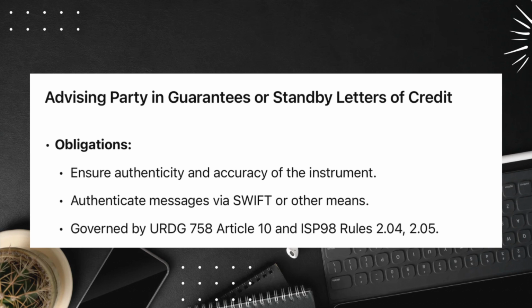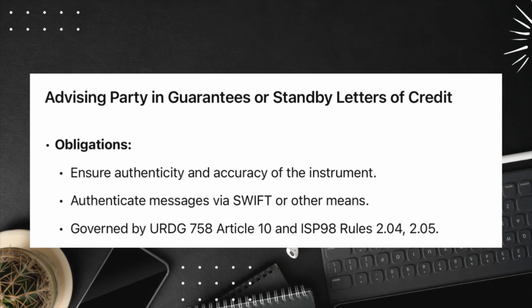Now, how does the advising party verify authenticity? If the message is sent by SWIFT, they can simply verify using SWIFT codes. SWIFT is secure and codes are unique to each transaction, making it easy for the advising party to confirm the authenticity. But if the message is in another format, like a PDF or a hard copy or a fax, the advising bank should take extra steps. This might include contacting the issuing bank directly to confirm the message's authenticity. These additional steps help prevent issues with false or altered documents.